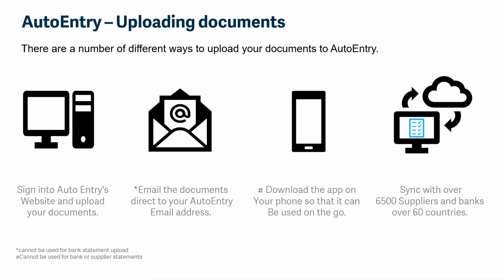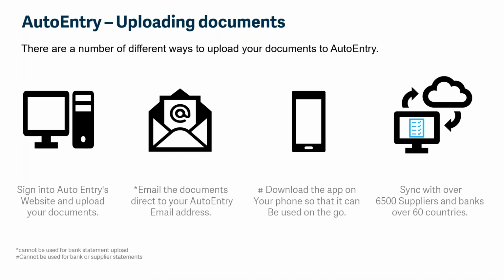So when you set up AutoEntry, you will be given 4 new email addresses, one for purchases, one for your sales, one for your supplier statements, and one for the expenses. You can use those to email the documents direct to AutoEntry. So this is great if you don't want a colleague maybe to have access to AutoEntry, but you want them to forward documents into AutoEntry on your behalf.